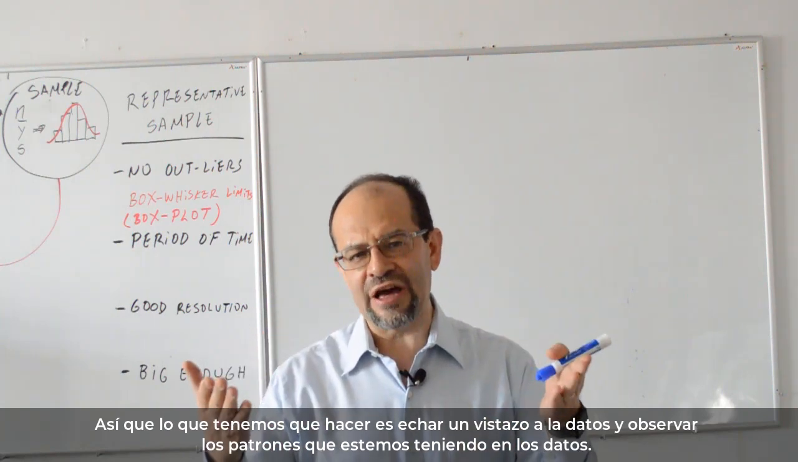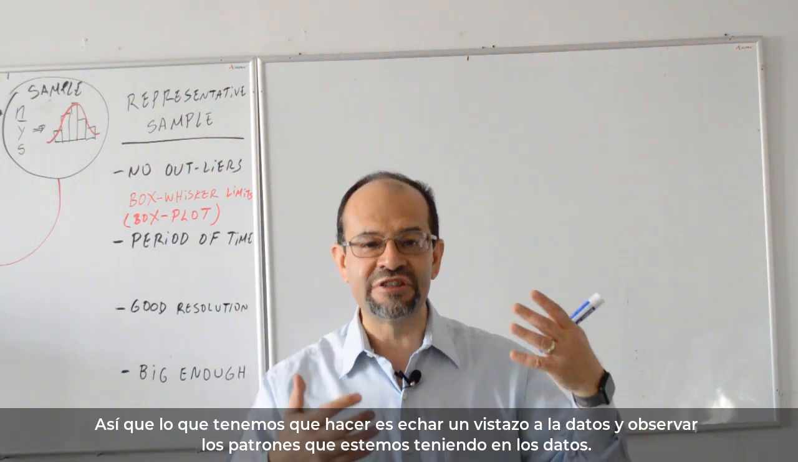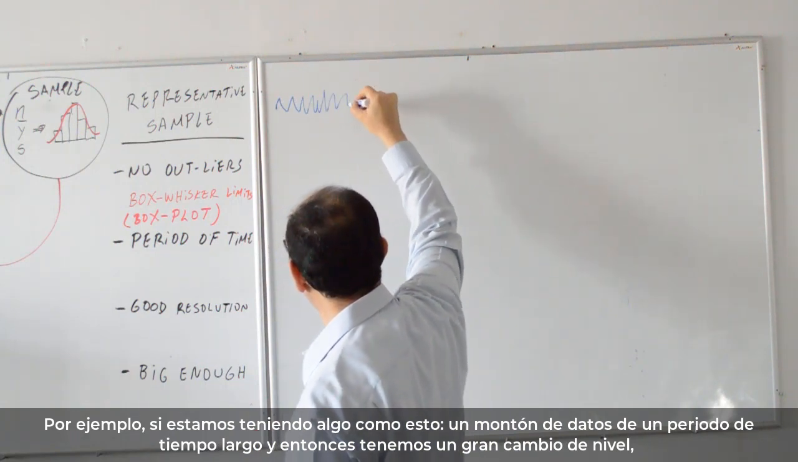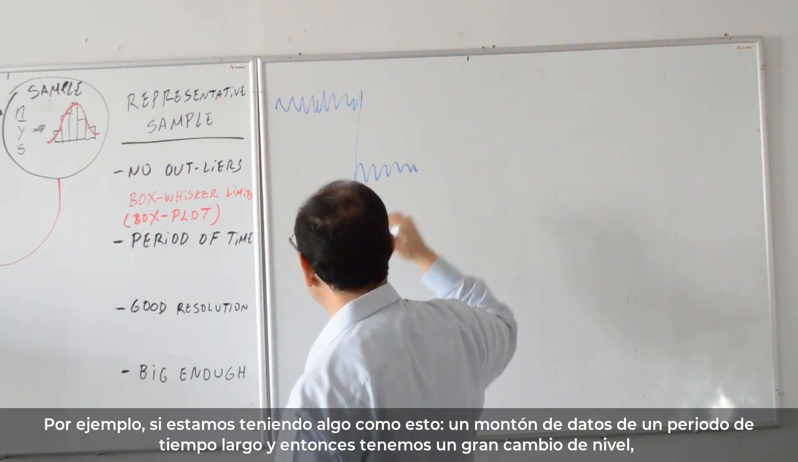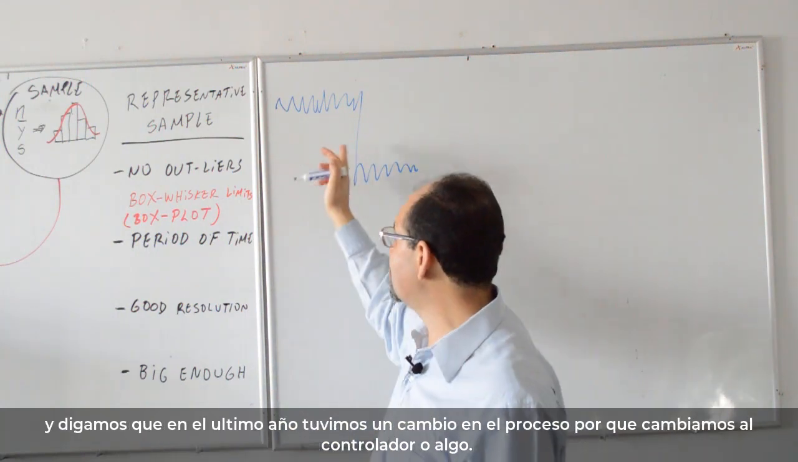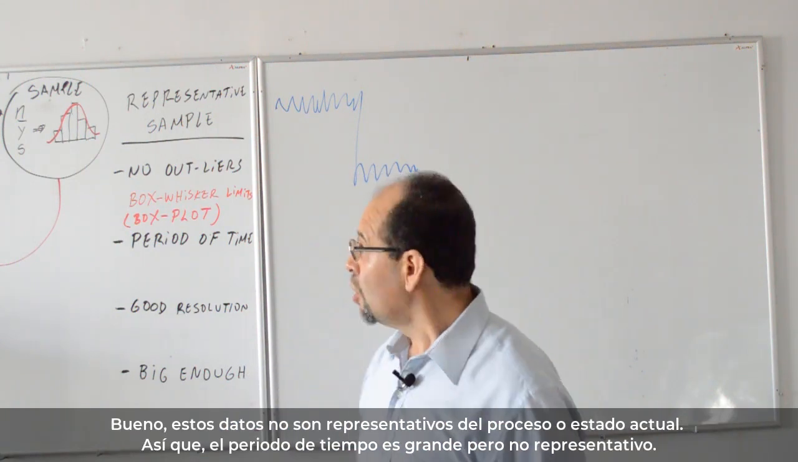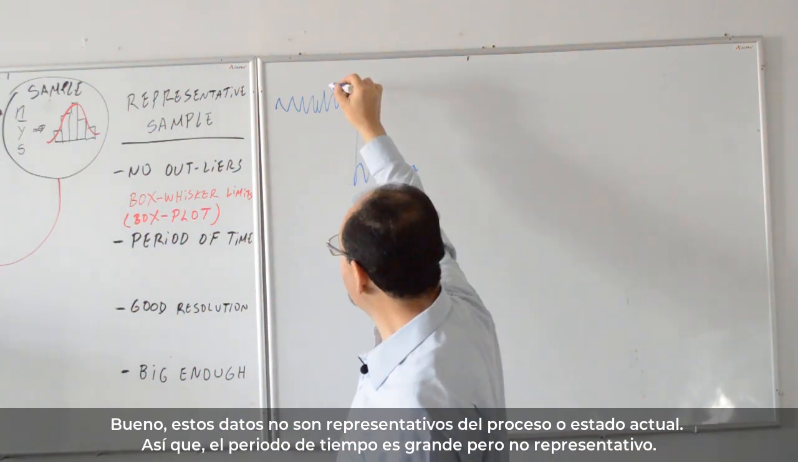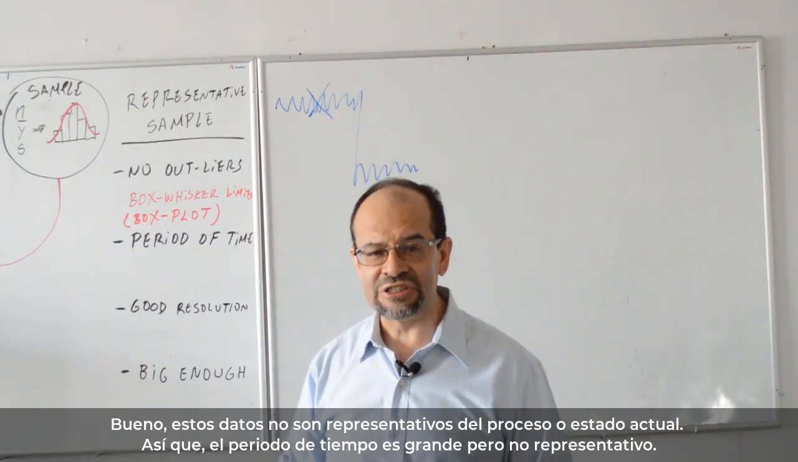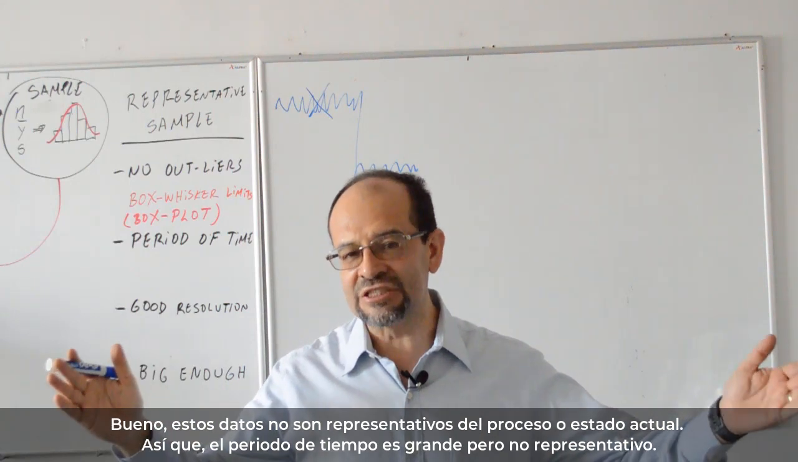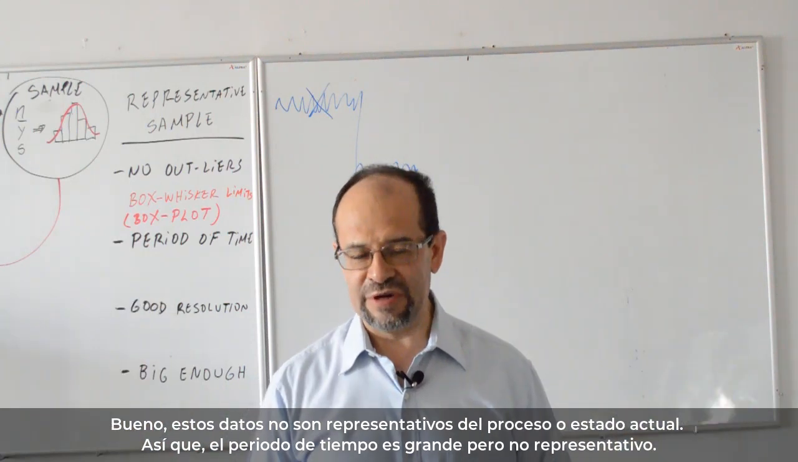So what we have to check is, take a look at the data and observe the patterns that we are having in the data. For instance, if we are having something like this one, a lot of data, a long period of time, and then a big change in there, and let's say that last year we had a change in the process because we changed the controller or something. Well, this data is not representative of the current process, is not representative of the current state. So the period of time is big but not representative.